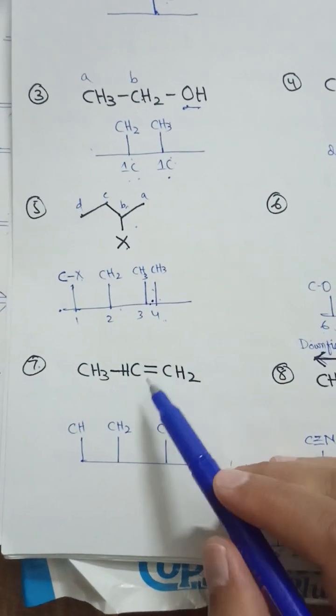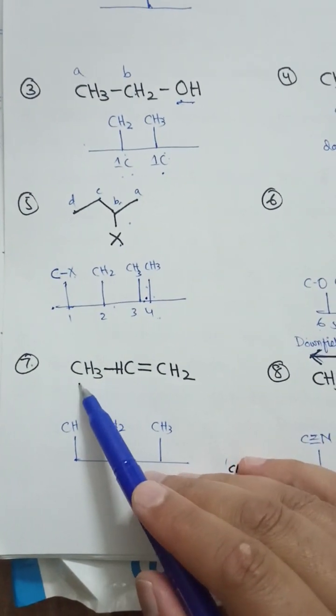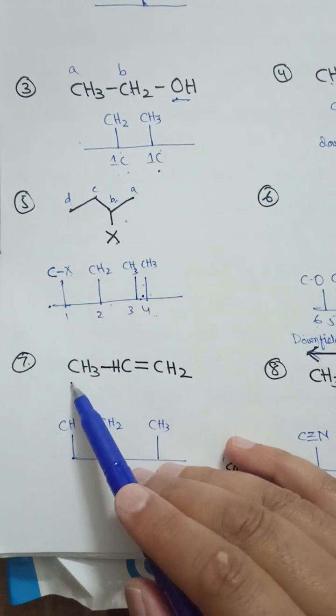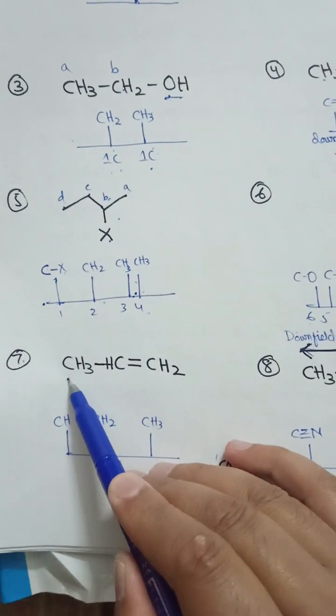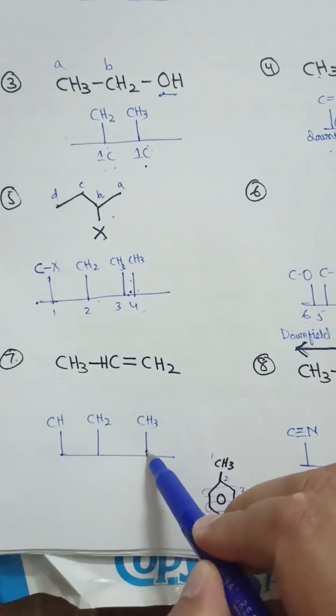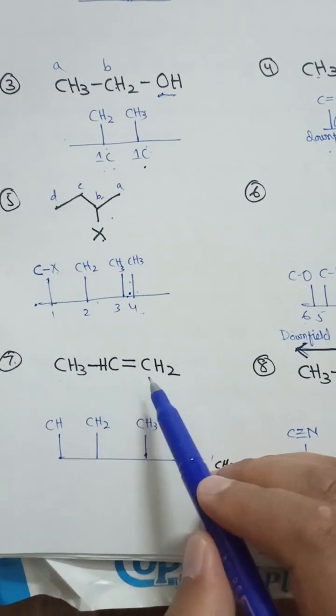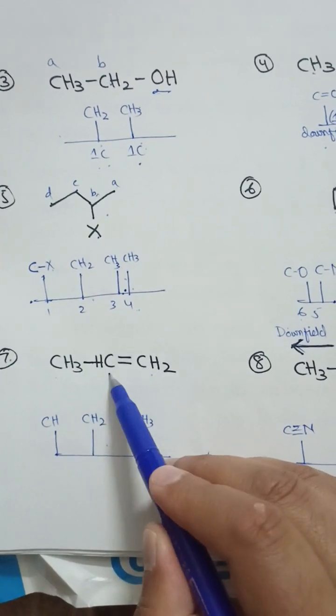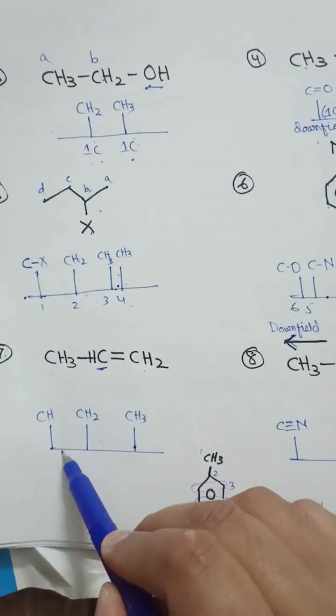Then we have another example, this is propylene. We will get the peak of CH3 towards the upfield, and then the CH2 peak, and at the end we will get the CH peak.